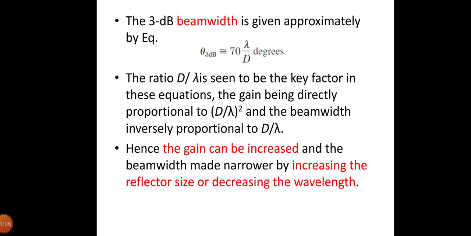The 3 dB beamwidth is given approximately by the equation theta 3 dB equals 70 lambda by d degrees. The ratio d by lambda is seen to be the key factor in these equations, the gain being directly proportional to (d by lambda) squared and the beamwidth inversely proportional to d by lambda. Hence, the gain can be increased and the beamwidth made narrower by increasing the reflector size or decreasing the wavelength.